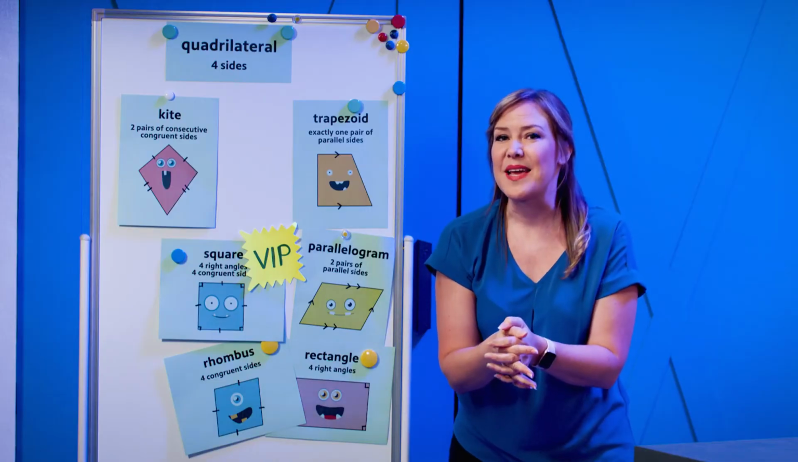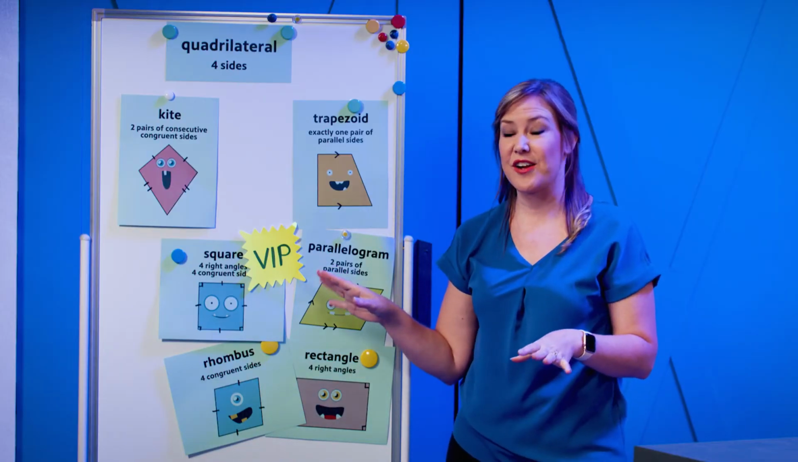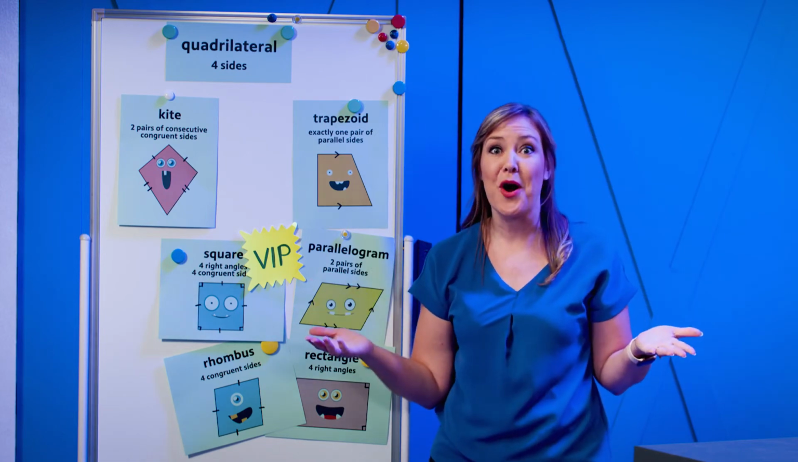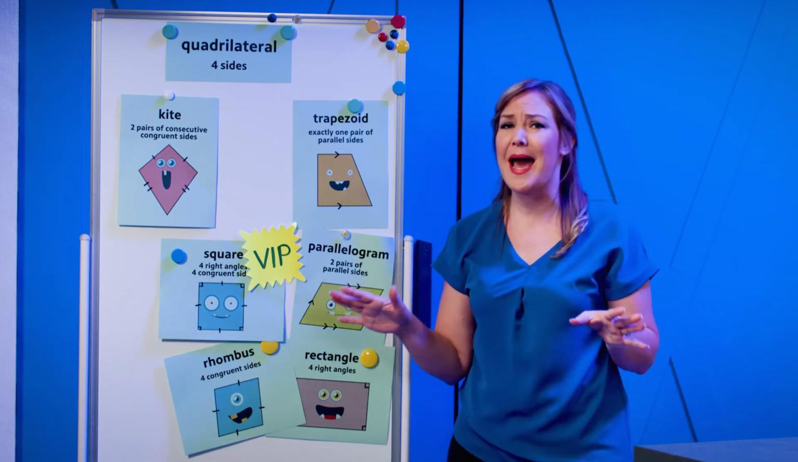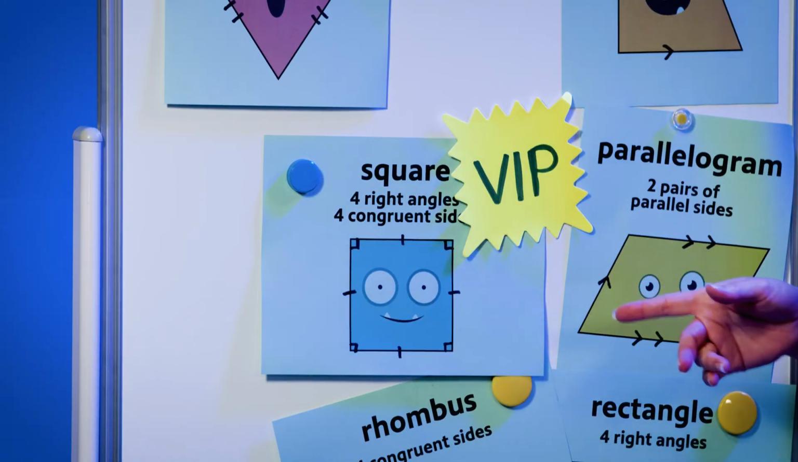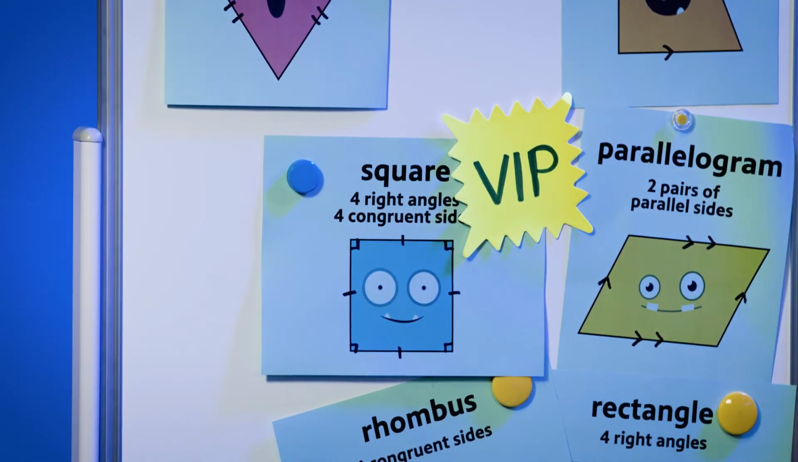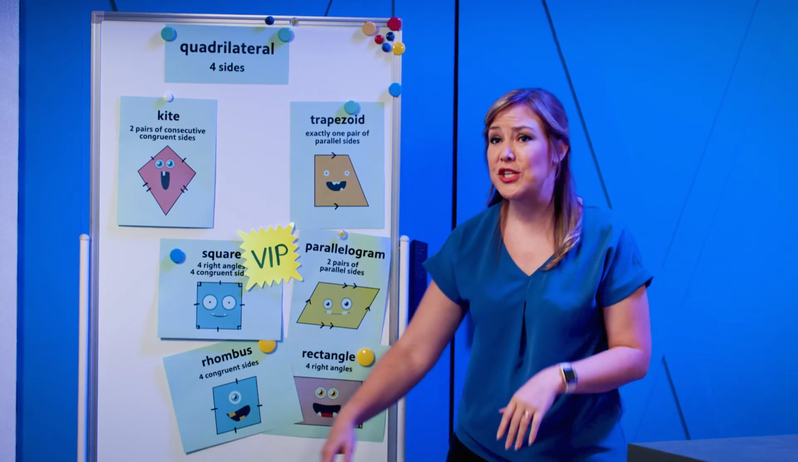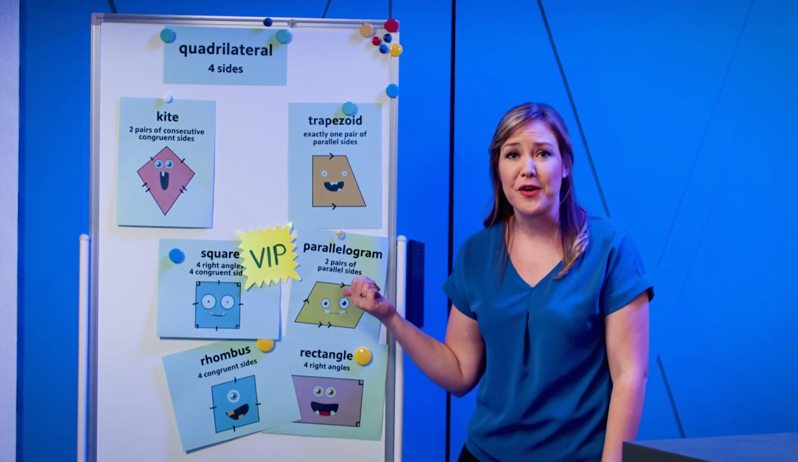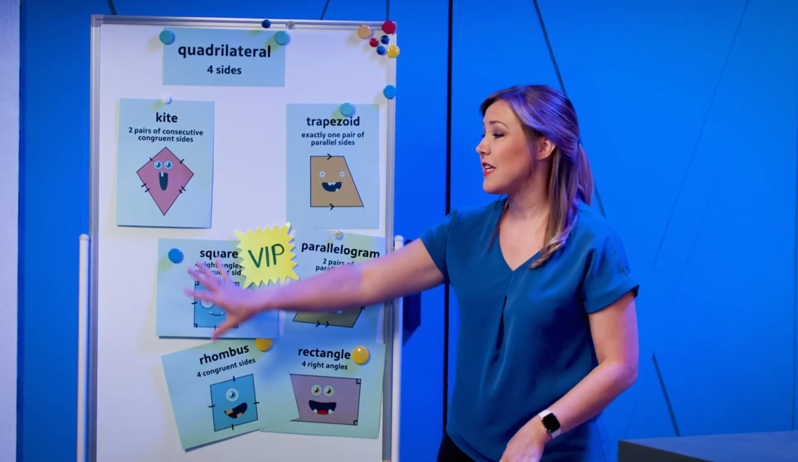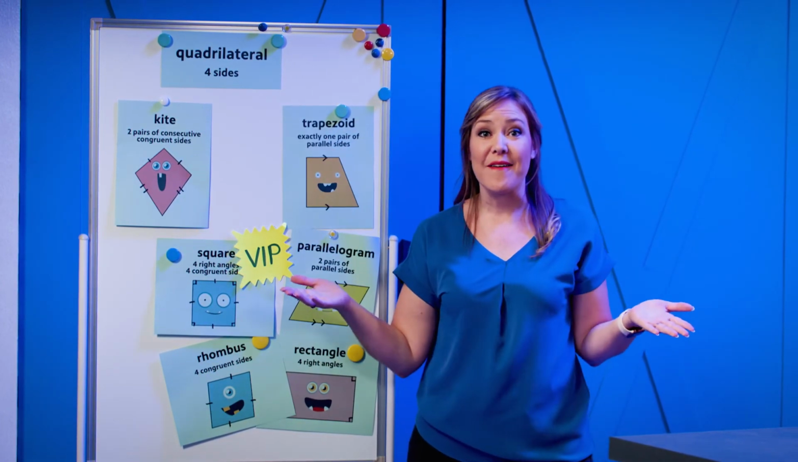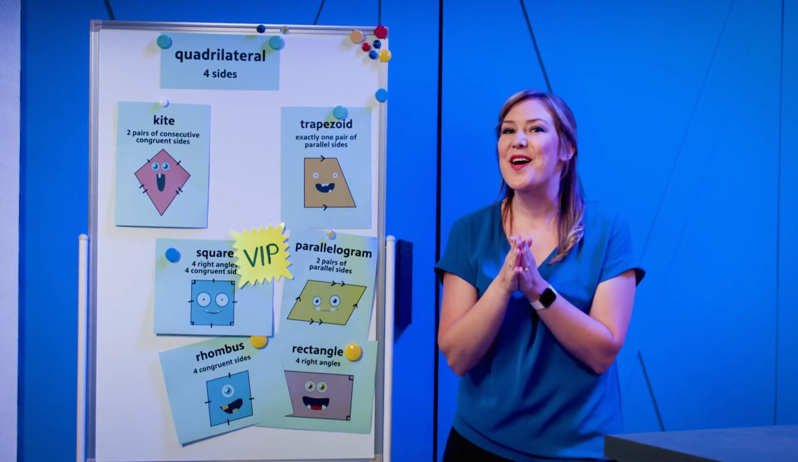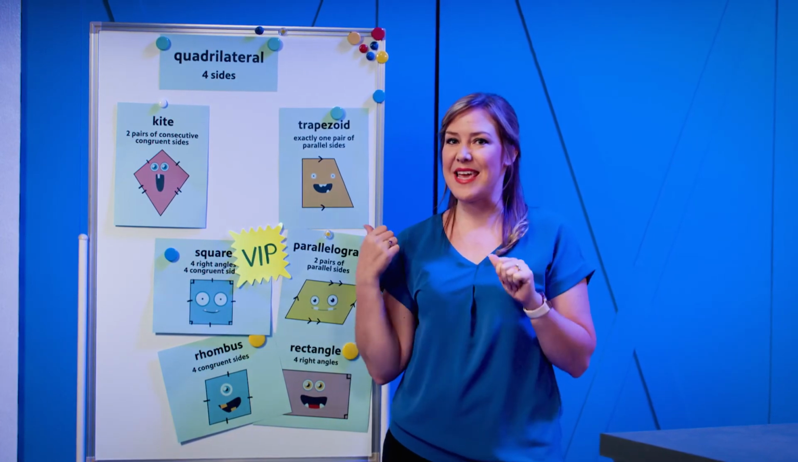It helps me to think about placing these shapes like they are going to, say, a fancy party. The square gets like this awesome VIP pass. She can go hang out with the rectangles, she can go hang out with the rhombuses, she can go to the parallelogram party room, and all of these shapes can go to the quadrilateral party because they all have 4 sides. I hope you had fun today naming our VIP.